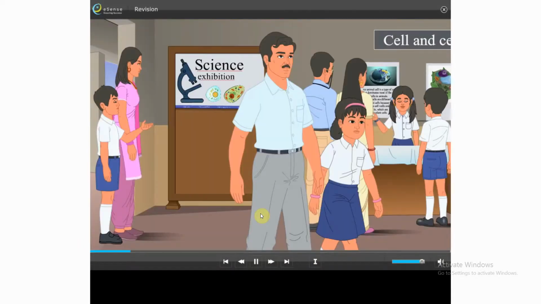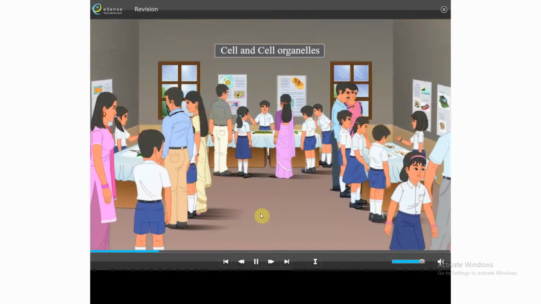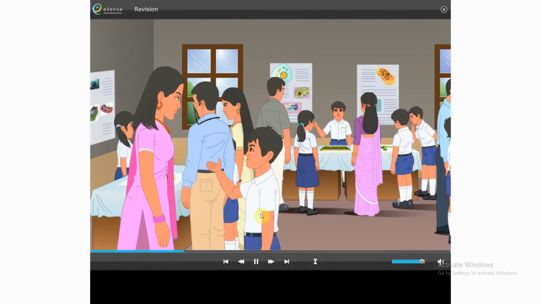Mom, this is the science exhibition for which we students of Class 8 were working for so many days. Come, Mama. The theme of this science exhibition for this year is Cell and Cell Organelles. You can go through the entire exhibition and may ask questions to my classmates if you want.